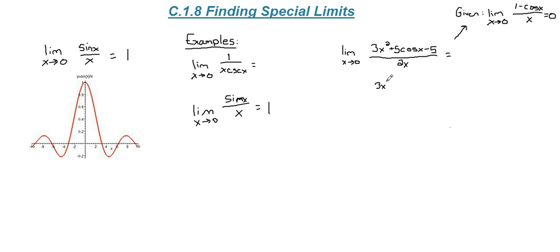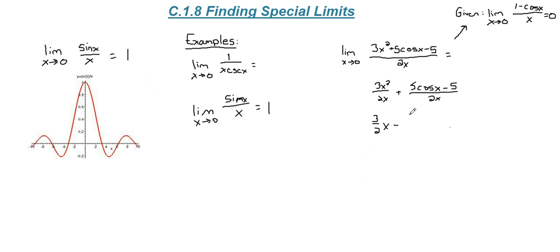I'm going to take 3x squared and put it over 2x, and then we'll break up the other parts. 5 cosine x minus 5, all that will be over a separate fraction, 2x. Just properties of fractions allow us to do this. Now we see this second part here is starting to look like 1 minus cosine x over x, at least have the general shape. This first fraction will simplify easily enough. 3 halves x.